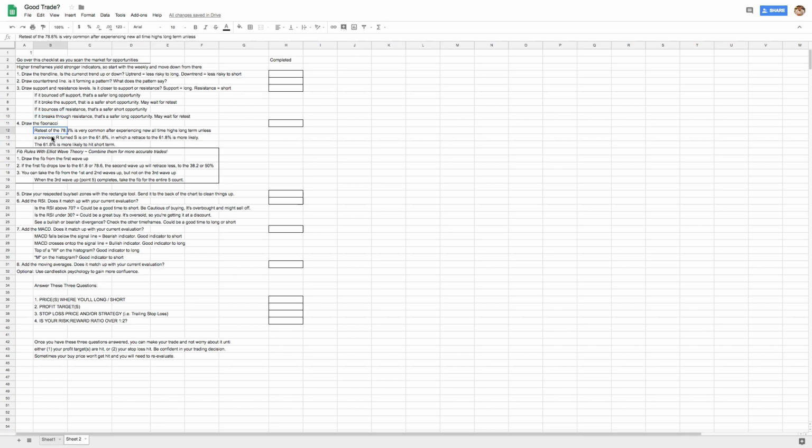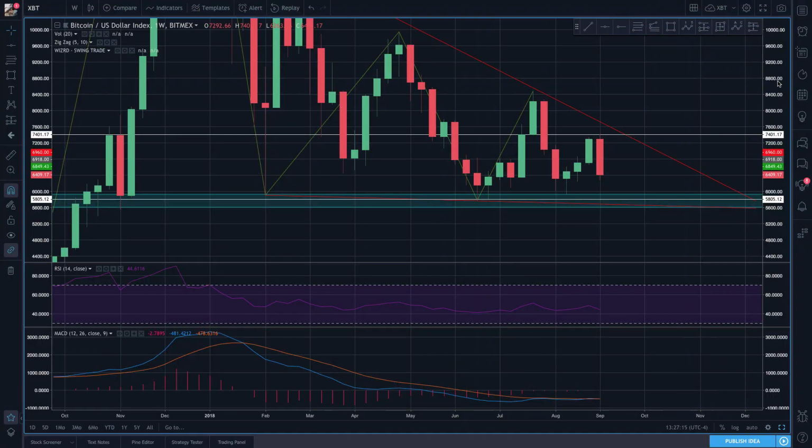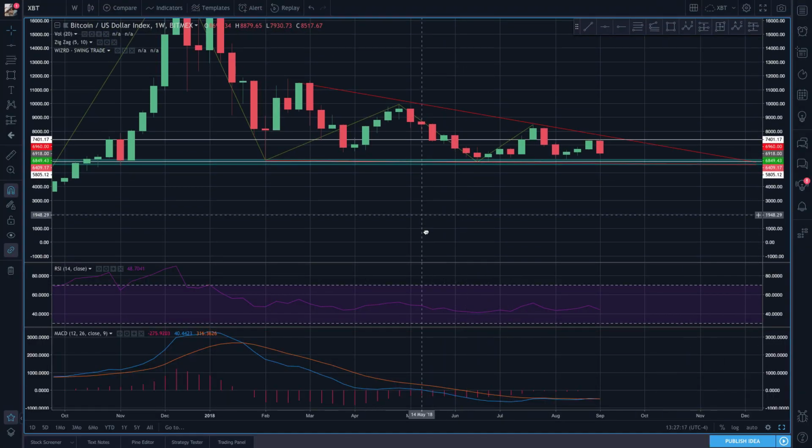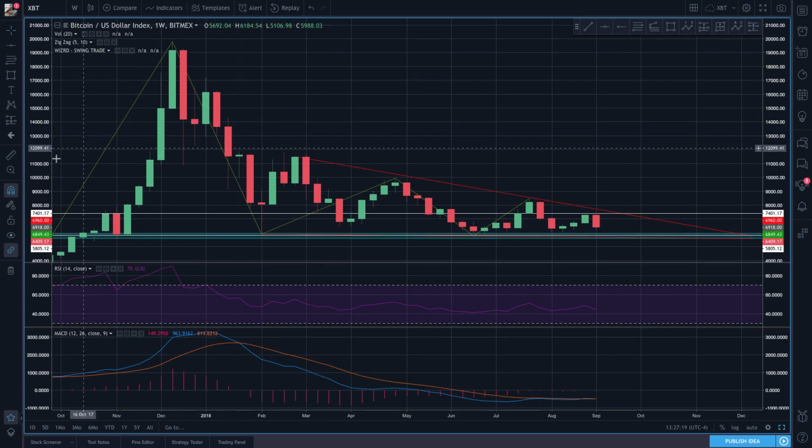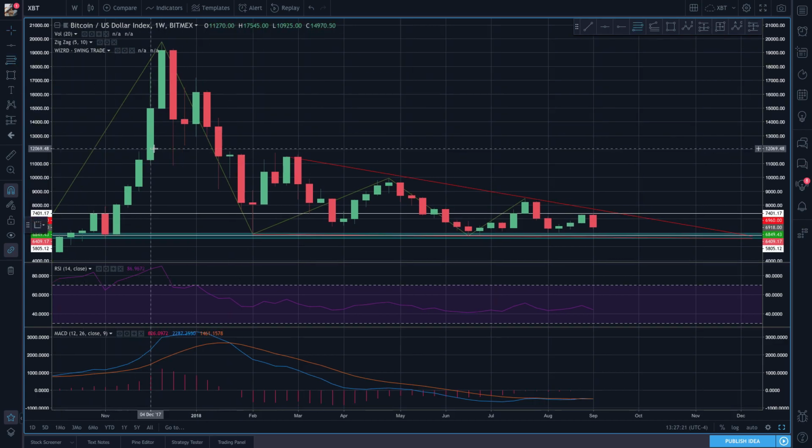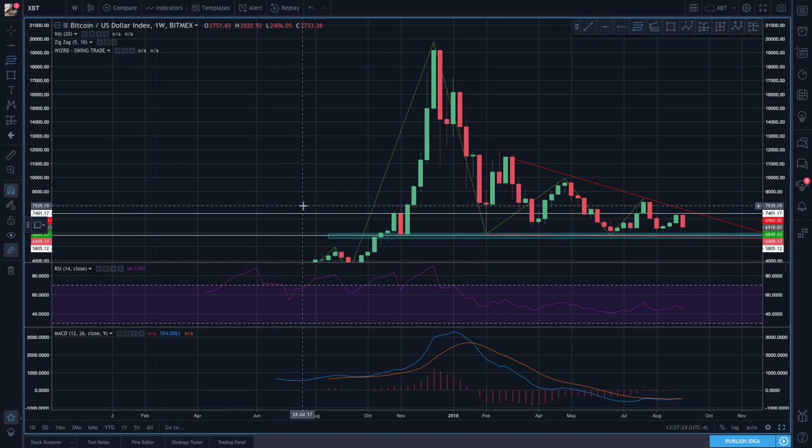All right, draw the Fibonacci. Retest of the 78.6 is very common after experiencing new all-time highs. Long-term, unless previous resistance turned to support, is on the 61.8, in which a retrace to 61.8 is more likely. So let's just see what happened so far. Okay, let's take this fib, right? Bring it back.